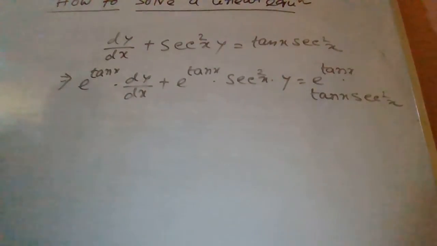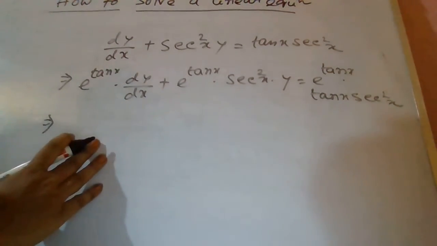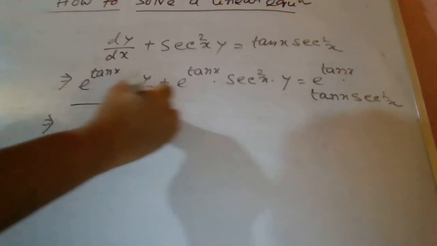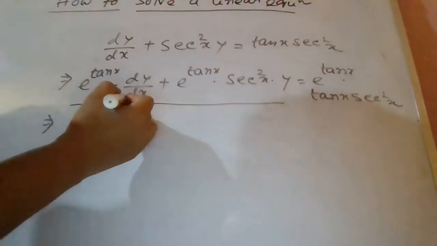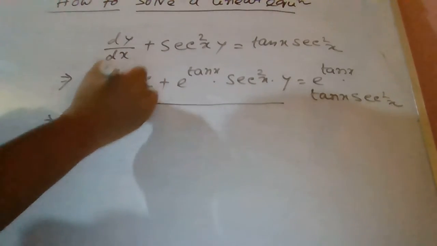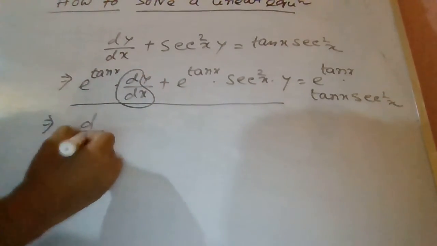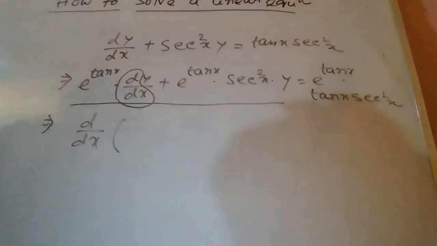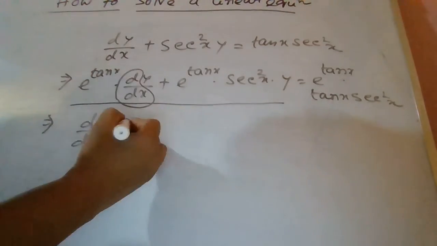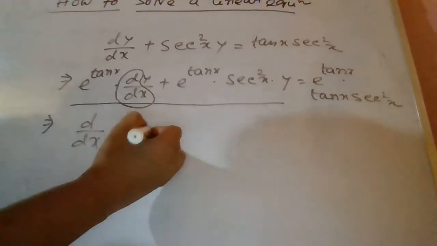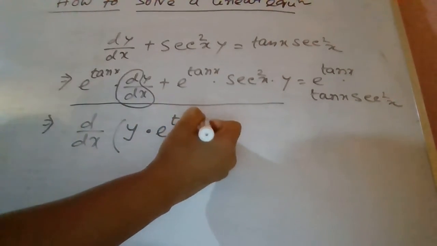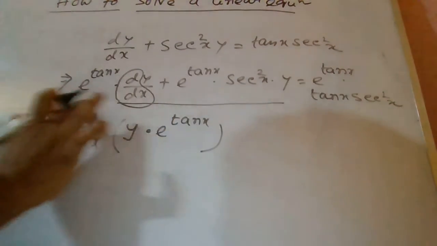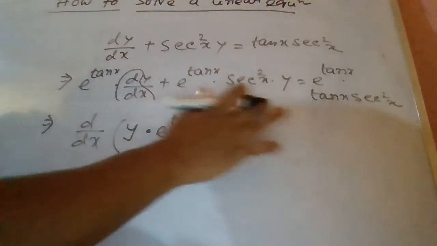Okay, now the vital part is the step that is the same for every problem. This line can be written as: we first write down the operator here. Operator is d/dx, and the operator is multiplied by y into the remaining part, e to the power tan x. Bas, this is all.